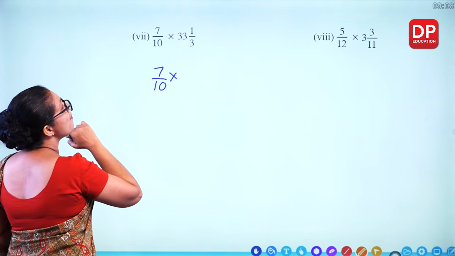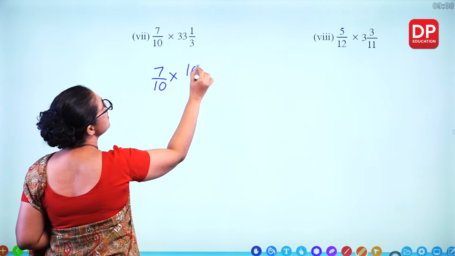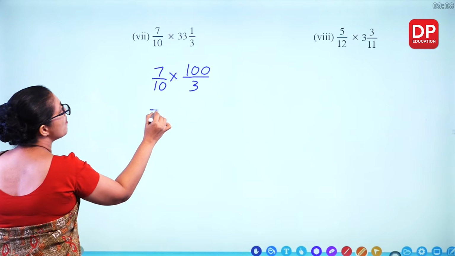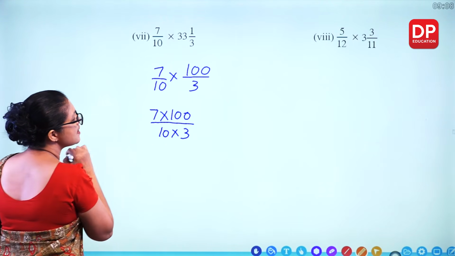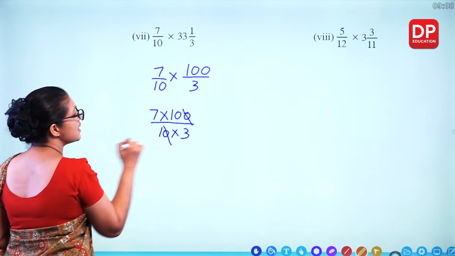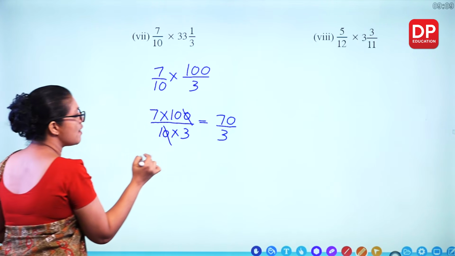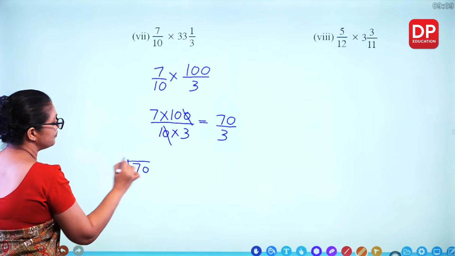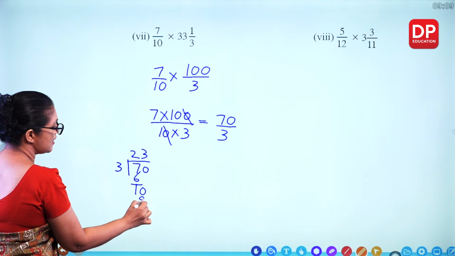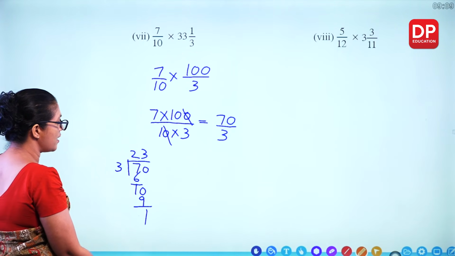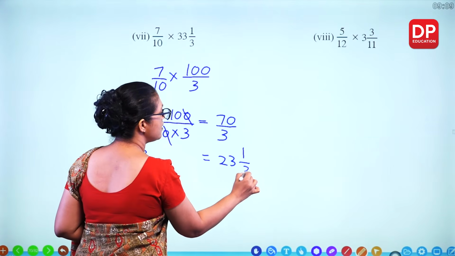Multiply by the improper fraction here. 3 times 3, 9, plus 1, 10. Now multiply the numerator separately and the denominator separately and simplify. Divide by 10. You get 70/3. 70 divided by 3. 3 times 2, 6. For 10, that's 3. So what's the remainder? 1. So 23 whole parts and 1/3.